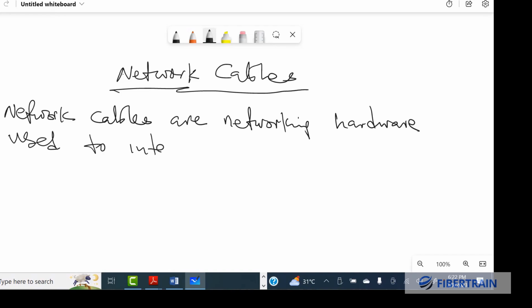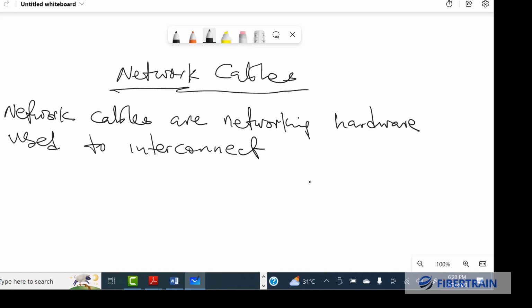So if I have a couple of PCs and I want them to be connected to the switch in order for them to have internet access, send mail, access the printer and all that, all of these devices will have to be interconnected to a central device known as a switch in order for all those things to happen. So this is the basic definition of what a cable is.